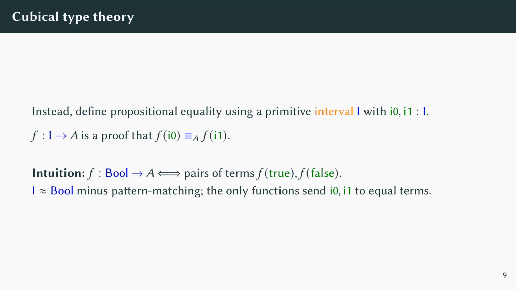To get an intuition for what's going on, let's replace I with another two-element type, the Booleans. A function from Bool to A is exactly the same as a pair of elements of A, f of true and f of false. But unlike Bool, we prevent pattern matching on the elements of I, and as a result, I0 and I1 are completely indistinguishable according to the logic. Similarly, while functions from I to A determine two elements of A, these elements are likewise always indistinguishable to the logic, which is to say they're always equal.